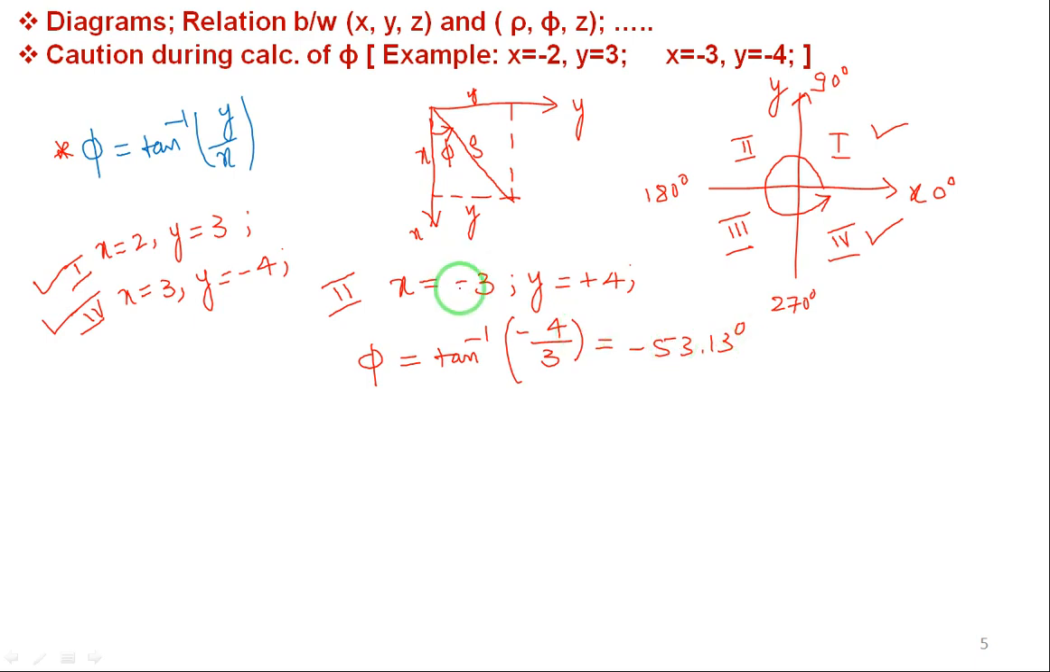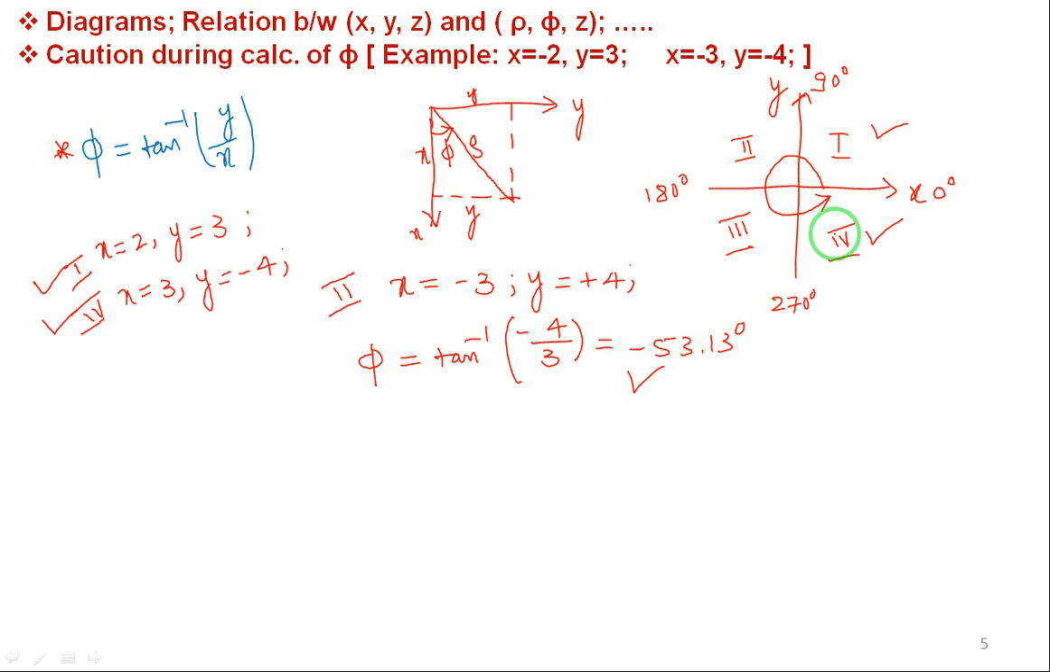But observe here, x is -3 and y is +4. It should come in the second quadrant, right? If it has to come in the second quadrant, the angle should lie between 90 and 180 degrees. But what am I getting? -53.13. It is wrong, no? If I measure -53.13, I start from 0 degrees and go in the clockwise direction, because a negative angle means it will come in the fourth quadrant. It is wrong.